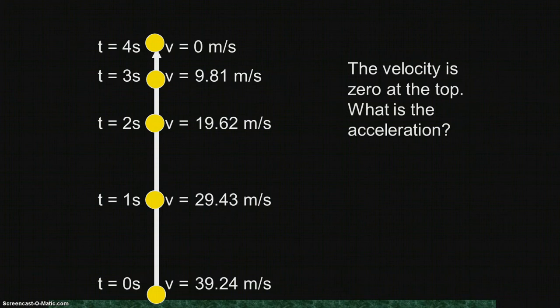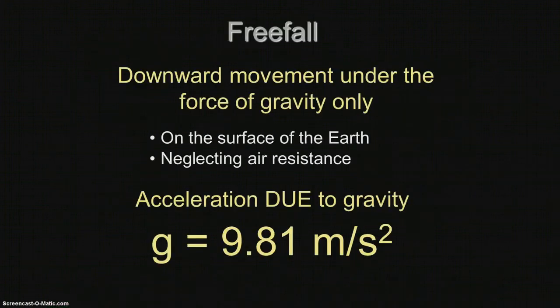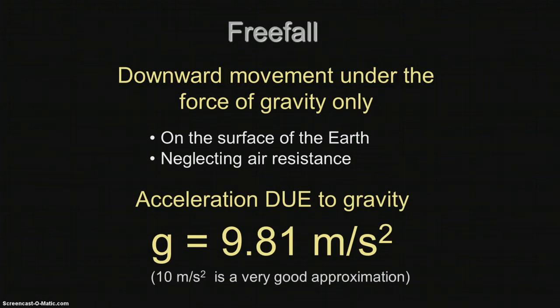But in summary, free fall is a downward movement under the force of gravity only. So this is on the surface of the Earth, and we're neglecting air resistance. This is called acceleration due to gravity. It gets its own special variable, g, 9.81 meters per second every second, and 10 meters per second squared is a very good approximation.